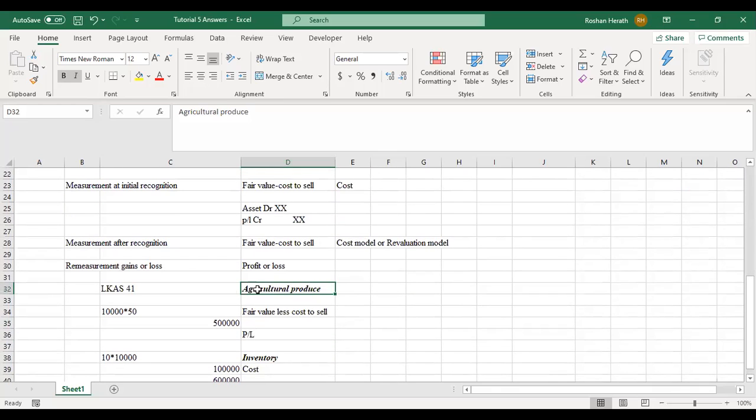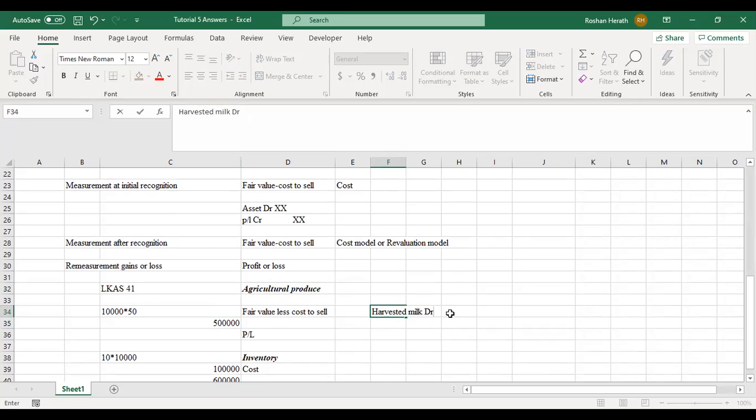So here also the gains and losses. Here we take this 500,000. It simply goes to the harvested milk, harvested milk gets debit 500,000. In fact, that is your inventory as well, and that gets credit to the P&L. P&L credit 500,000.